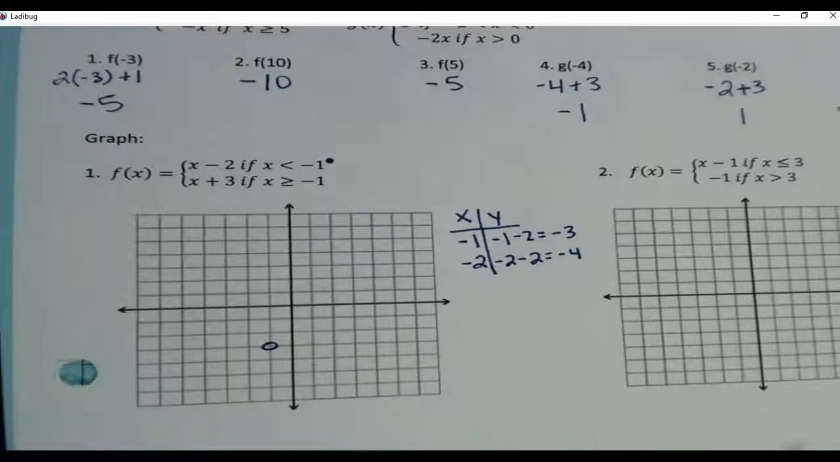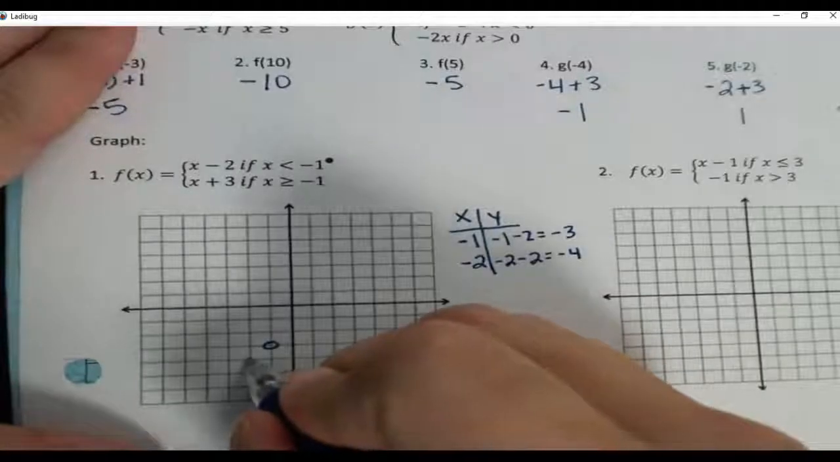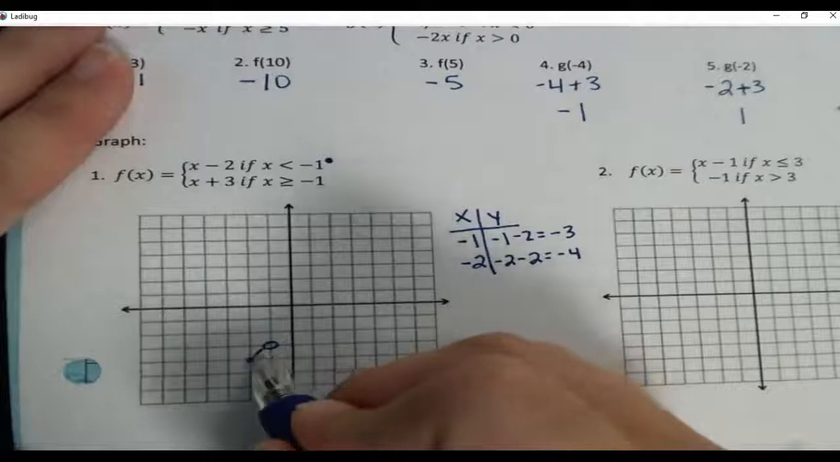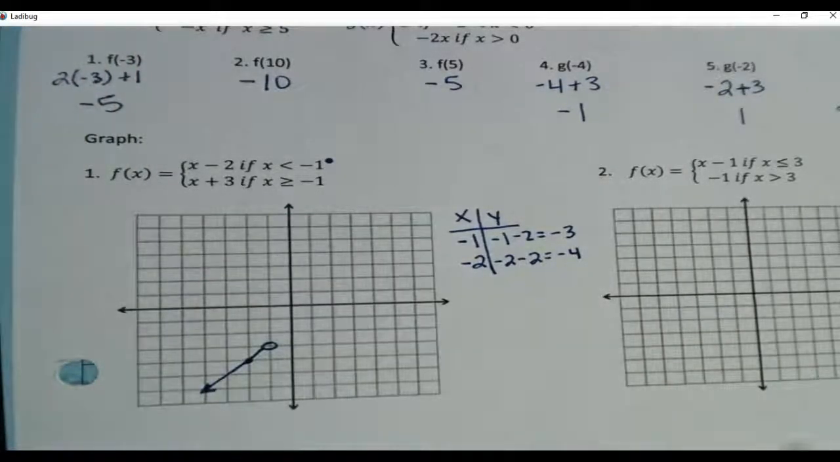But then the other point we picked, we didn't have to pick negative 2. We could have picked negative 3. We could have picked negative 100 or whatever. So that point just tells us the direction that the graph goes. So we go to negative 2, negative 4, which is here. And that's just telling me that my graph is going this way. So it's not stopping at that point. Because again, we picked that point just to see which way the graph goes.